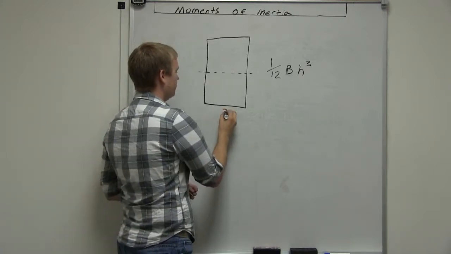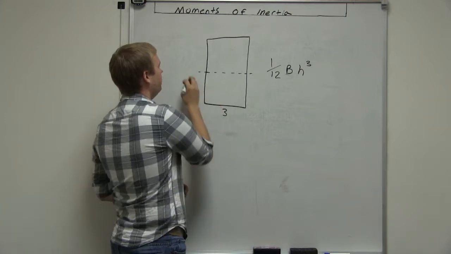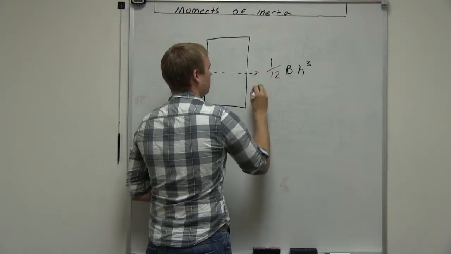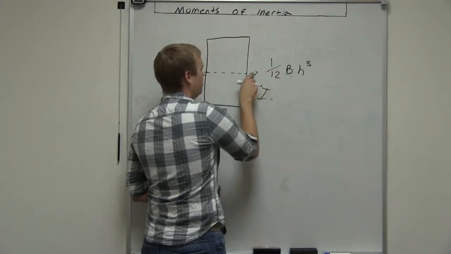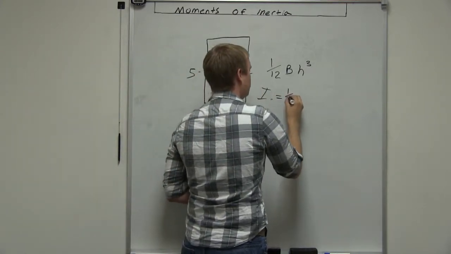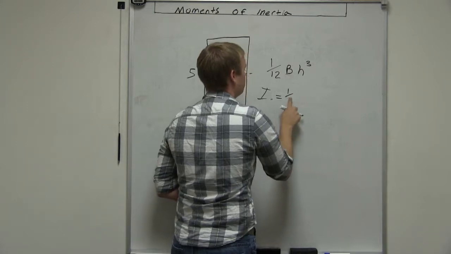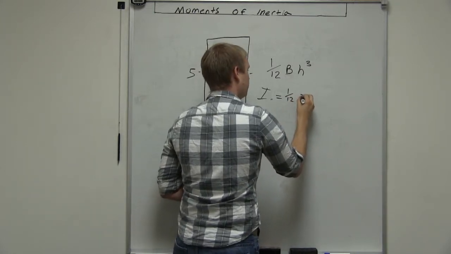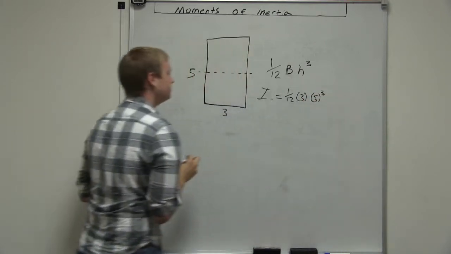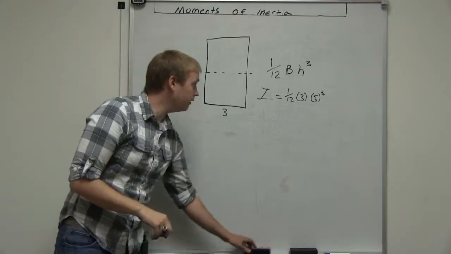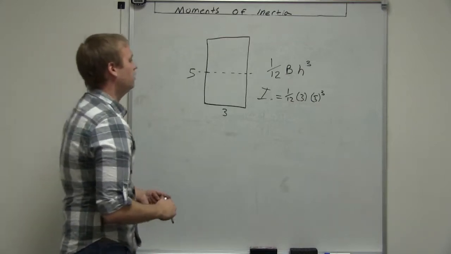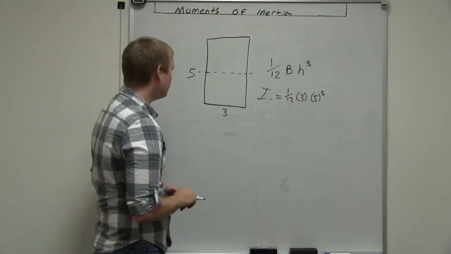So if our base was 3 and it had a height of, say, 5, our moment of inertia about its own centroid, about this line right here, is going to equal 1/12 times 3 times 5 cubed. And you can probably see pretty quickly how these can start being really big numbers, or if you have decimal points, really, really small numbers.